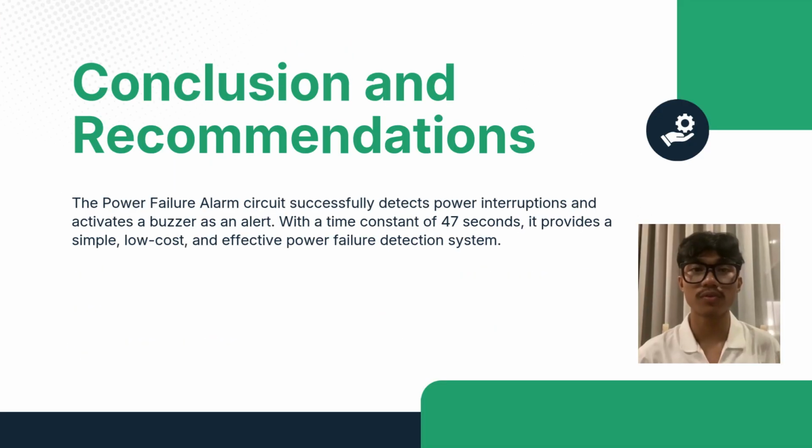In conclusion, the power failure alarm circuit was successfully designed to detect power interruptions and activate a buzzer as an alert when the main power supply is disconnected. Based on the calculations, the circuit has a time constant of 47 seconds and the capacitor is able to store approximately 0.338 joules of electrical energy. This stored energy allows the buzzer to operate for a short period after a power failure occurs.